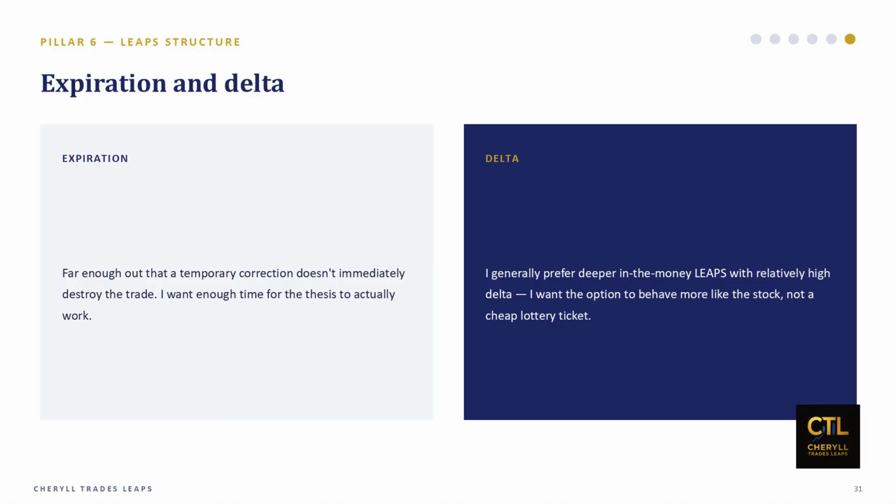First, expiration. I want enough time for my thesis to work. I'm generally looking far enough out that a temporary correction doesn't immediately destroy the trade. Second, delta. For my style, I generally prefer deeper in the money LEAPS with relatively high delta. I want the option to behave more like the stock. I'm not trying to buy a cheap lottery ticket.